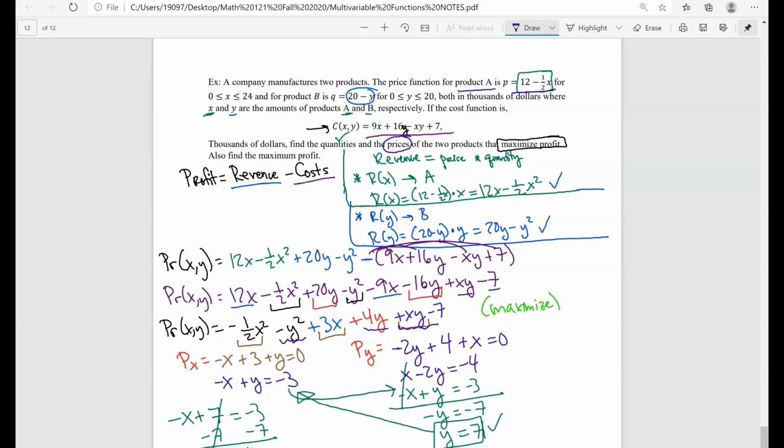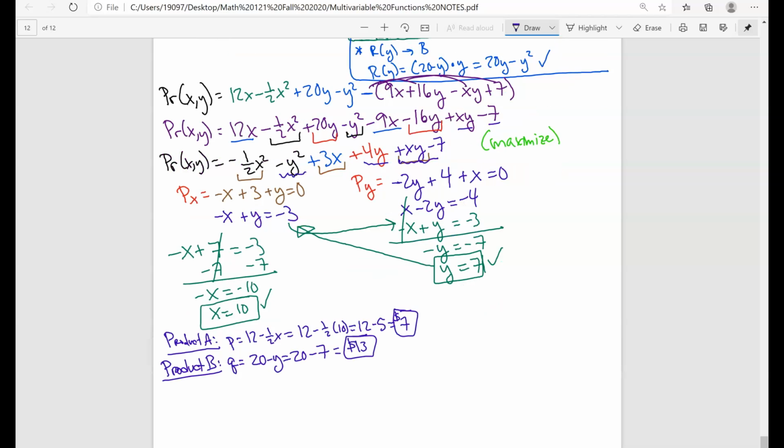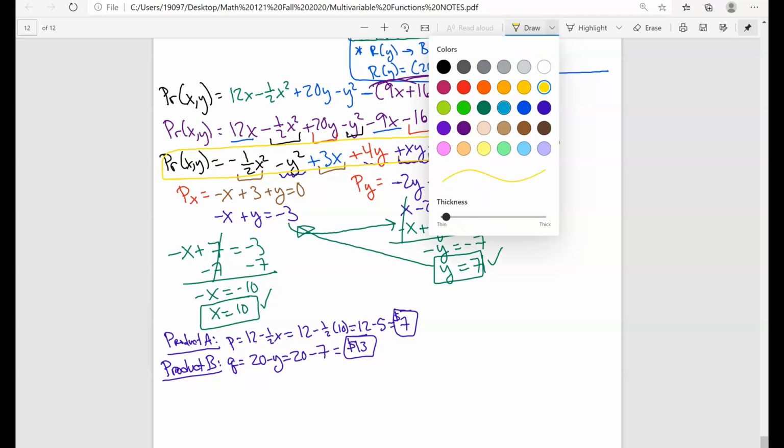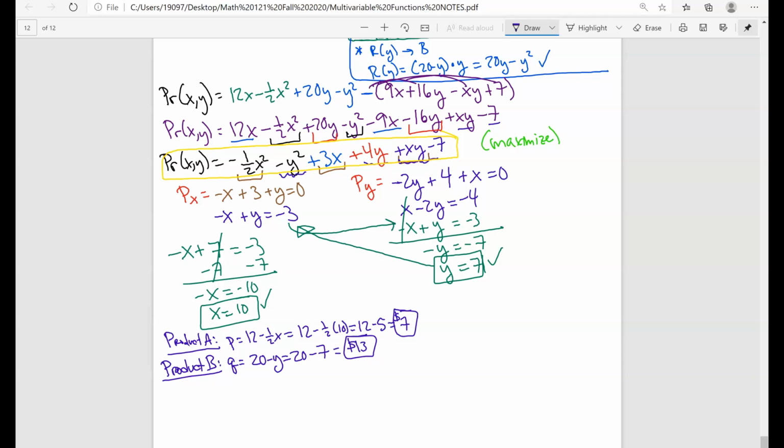Okay, so we got our prices down. Now all we want to find is the maximum profit. Since I know what x and y are now, all I have to do is plug them into my profit function. And my profit function is this one, right before I took the partial derivatives. So I'm going to plug everything in there. I'm going to have the profit, plugging in my x and y values, which are 10 and 7: negative 1/2 times 10 squared minus 7 squared plus 3 times 10 plus 4 times 7 plus 10 times 7 minus 7.